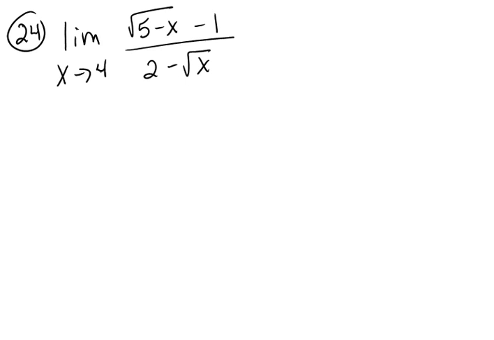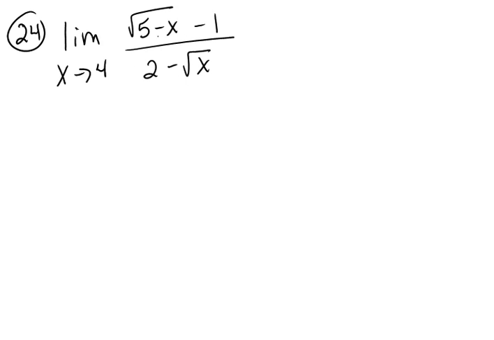Okay, number 24 is kind of tricky because you're going to use the conjugate technique on here, but I think you're actually going to have to use it twice because when you just do it one time, when you multiply by the conjugate of either the numerator or the denominator, it doesn't yield an answer that is going to help you right away.